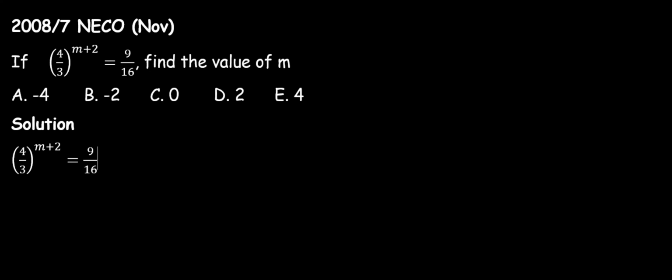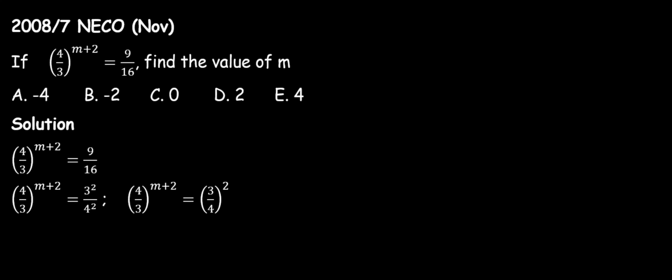Our target is to make the right hand side similar to the left hand side. So we introduce our bracket, 4 over 3 raised to power m plus 2 will be equals to 3 square over 4 square. 9 is 3 square, 16 is 4 square. Next, we move. That will be 4 over 3 raised to power m plus 2 will be equals to, we introduce our bracket, 3 over 4, close bracket, raised to power 2 is allowed since the power is the same. With this, we are near success.